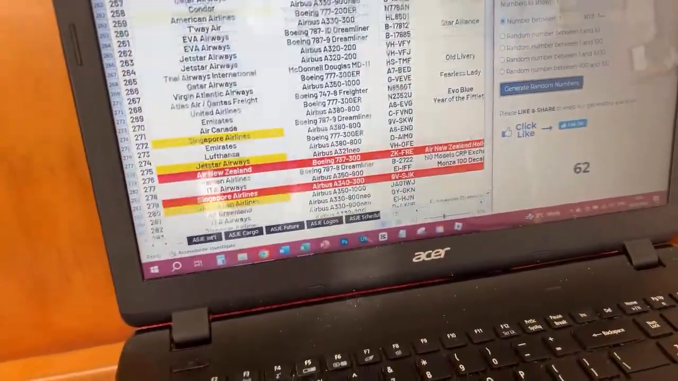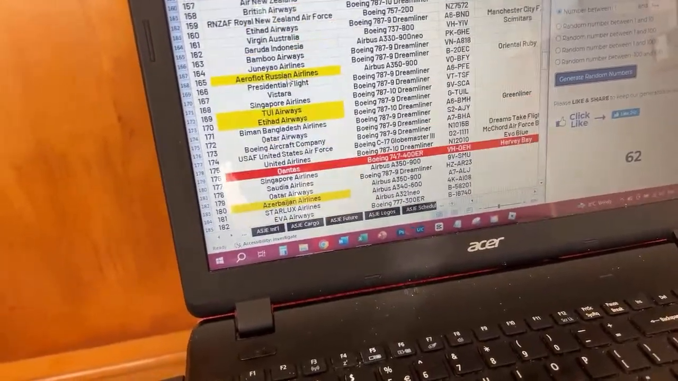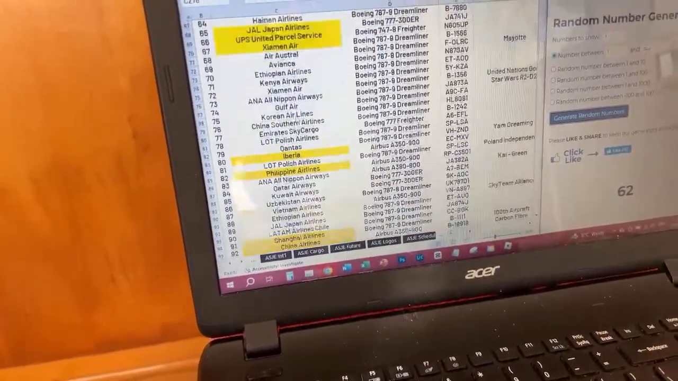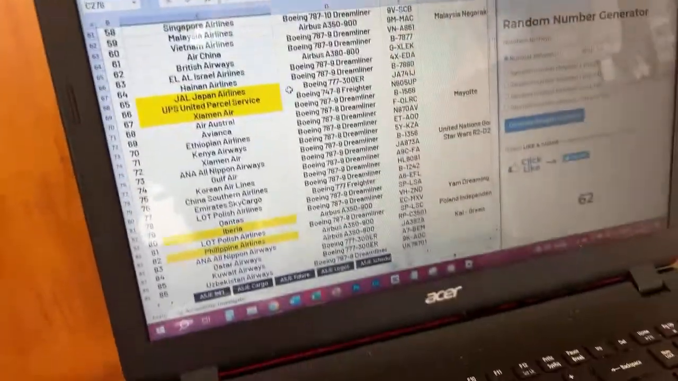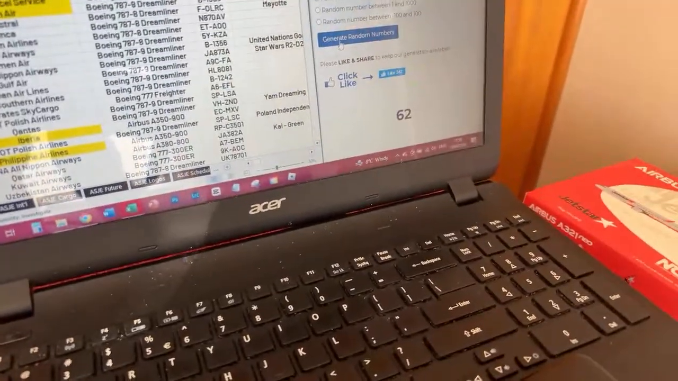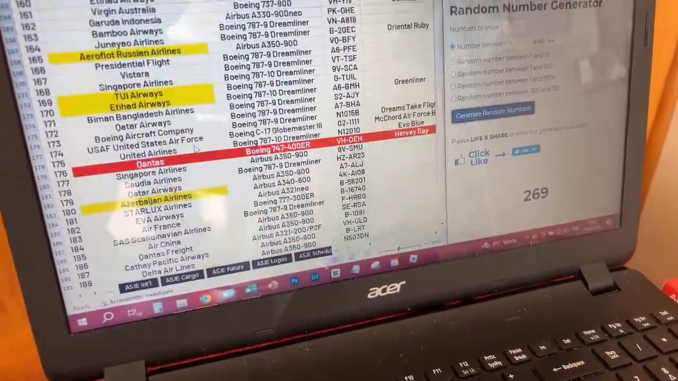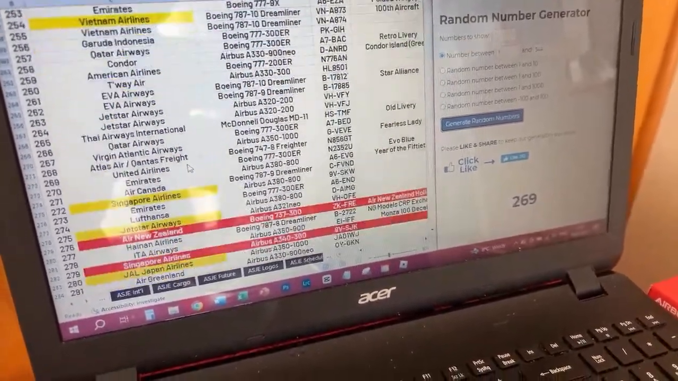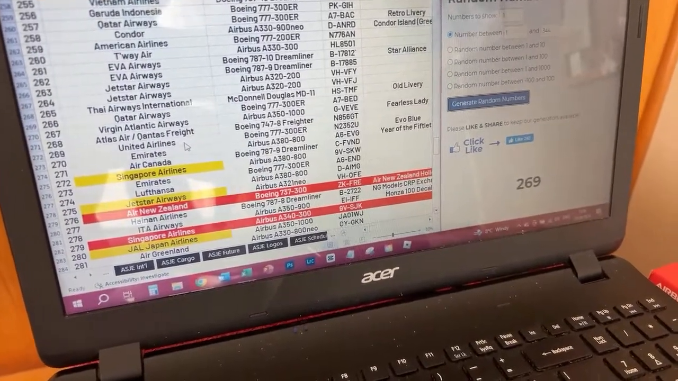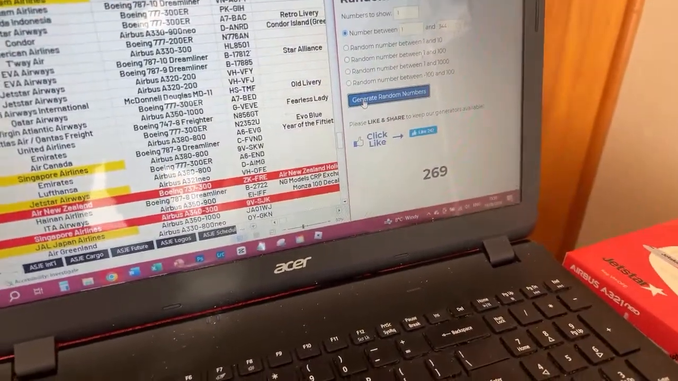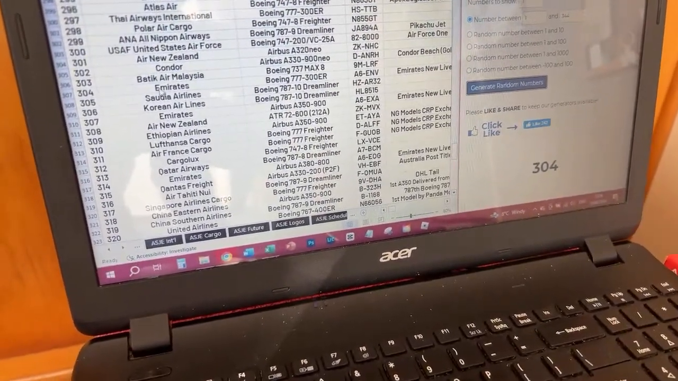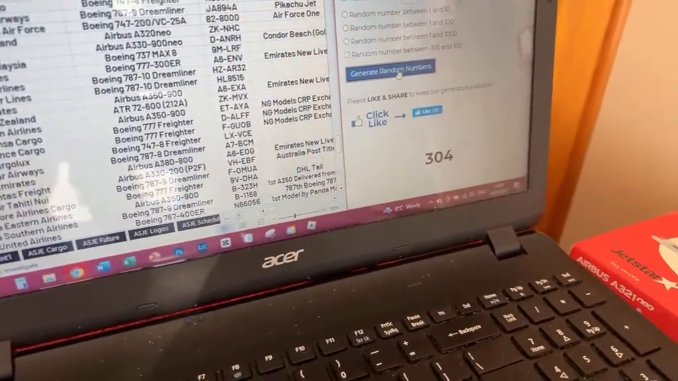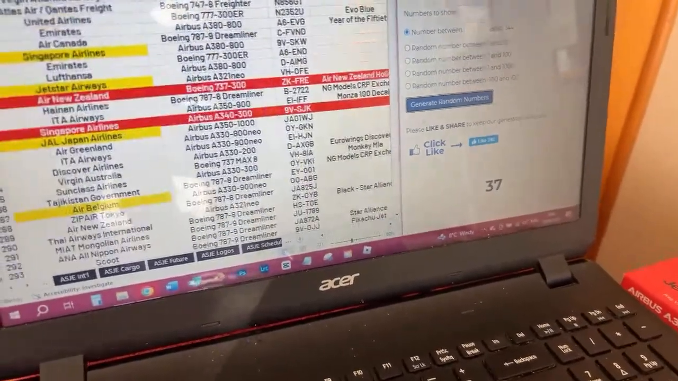Right, 62. Number 62 is the British Airways Airbus A380 that would most definitely not fit at the Bravo stand. Let's go right ahead. 269. What will this one be? United Airlines 777? Nope. 304. Emirates 777. Again.